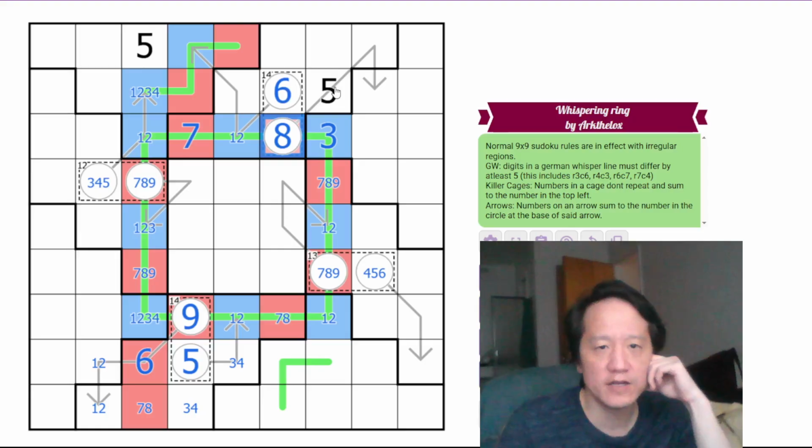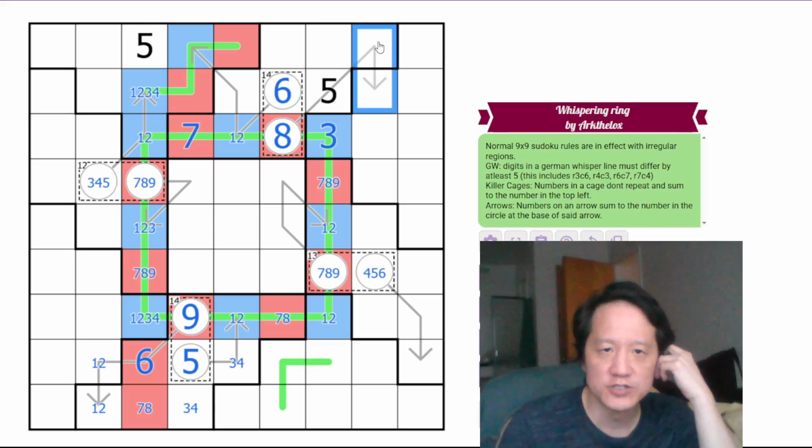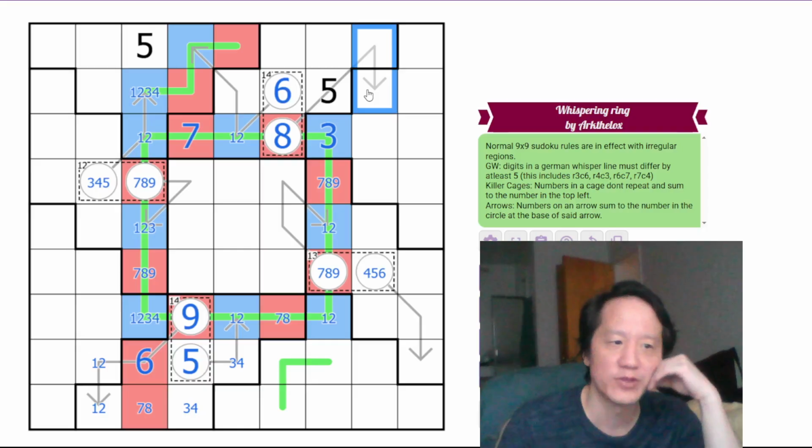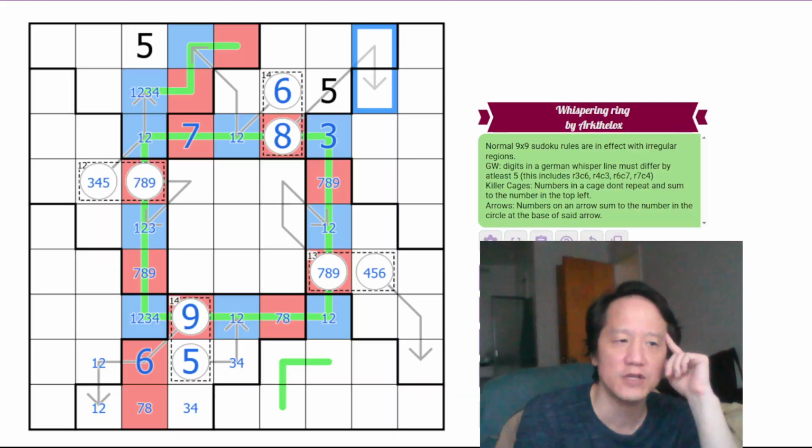This is 8 with 5 here. That means these digits must add up to 3, and the only two digits which can add up to 3, which are unique, have to be 1 and 2. So this is a 1-2 pair here.